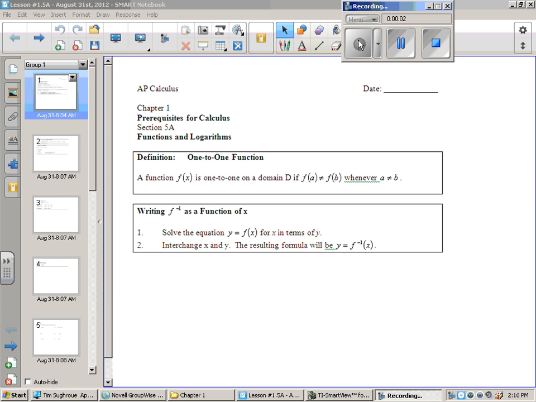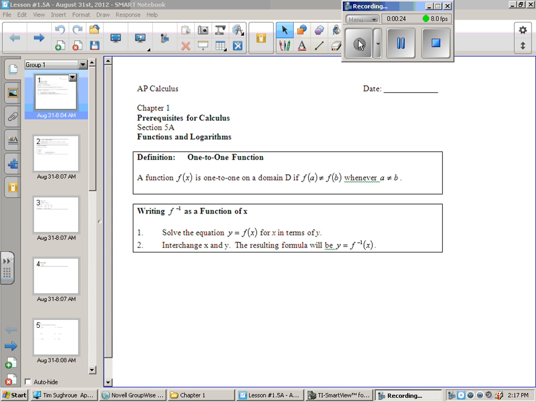Okay, today we're going to talk about Chapter 1, Section 5A, the first part of it, talking about functions and logarithms. First thing that we need to know before we get into logarithms is to understand what a one-to-one function is. A function f of x is said to be one-to-one on a domain D if f of a can never equal f of b, whenever a does not equal b.